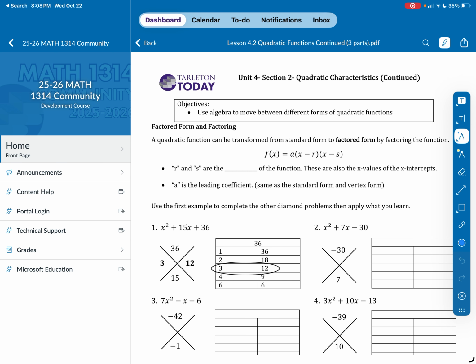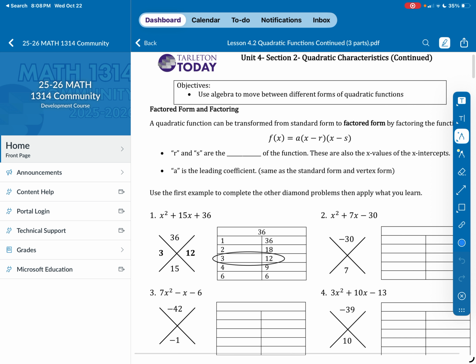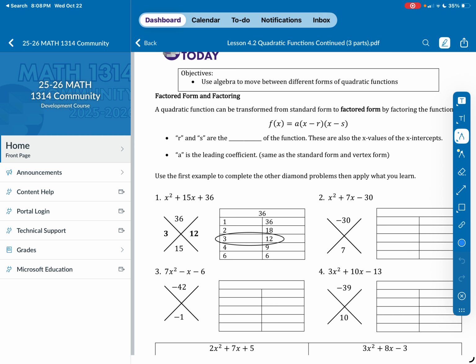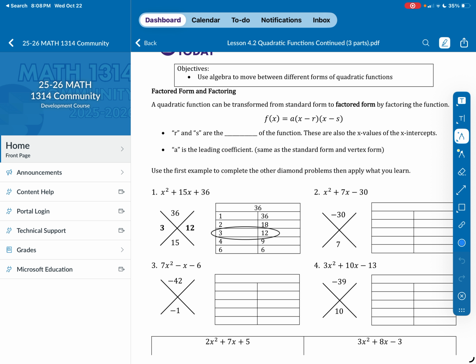Okay. All right. So unit 4, section 2. We're talking about characteristics of quadratics, kind of like we did in section 1, except now we're going to be doing more factoring of them. We will, at the end of this section of notes, actually go back in and talk about a lot of what we already covered in section 1 and kind of just put it all together. But for right now, we're just going to be factoring.